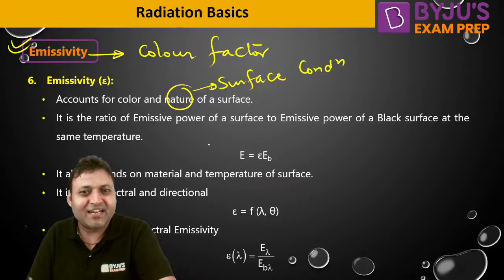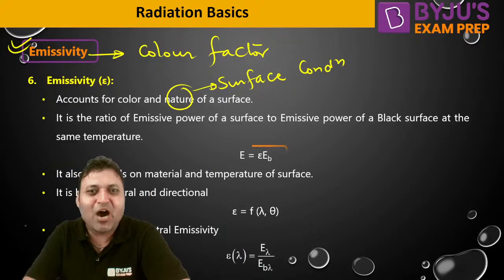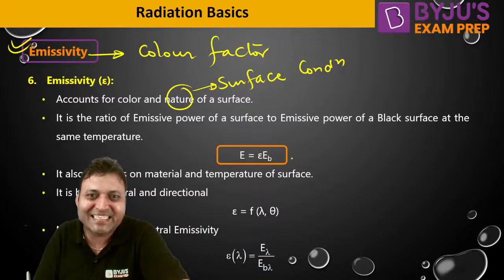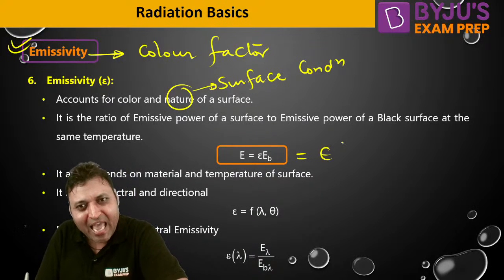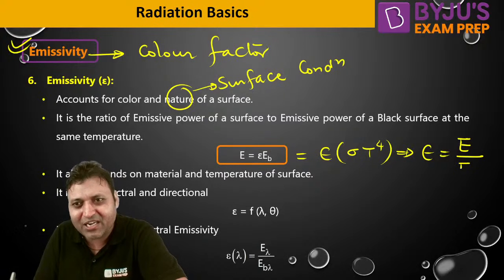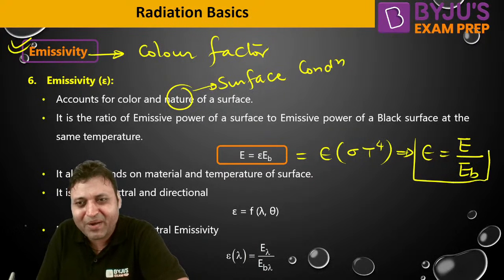What exactly is that? It is the ratio of the emissive power of a surface to the emissive power of a black surface at the same temperature. So we can say it is epsilon into sigma into T to the power 4. Or we can say epsilon is given by the emissive power of the real surface divided by the emissive power of the black surface.